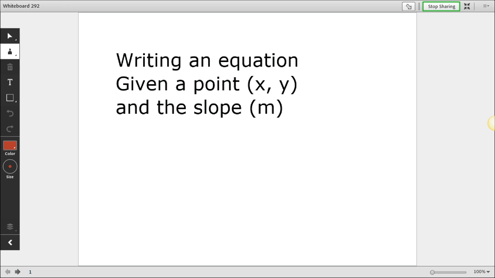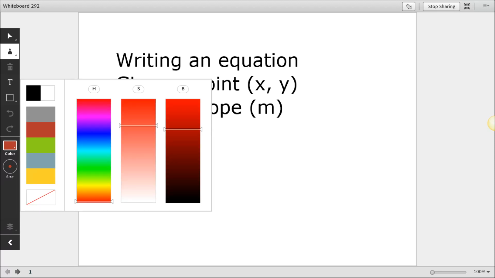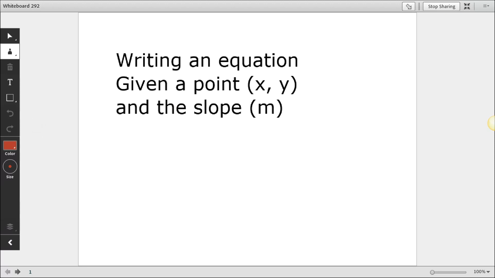This is Mr. Rowe. We're going to take a look at a topic that's in a few lessons. So I'm not going to say which lesson and which number. It's a topic for several lessons, and it's writing an equation given a point in the form (x, y) and the slope. Now, there's going to be a couple of different equations that we're going to write.